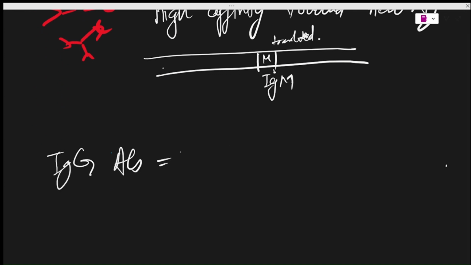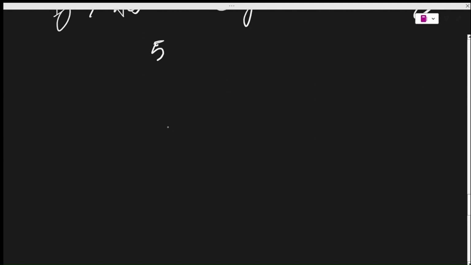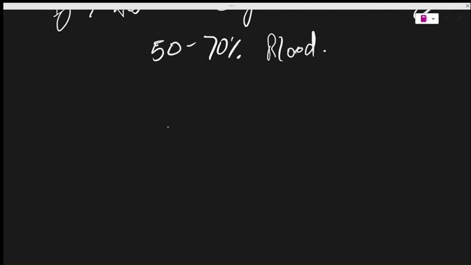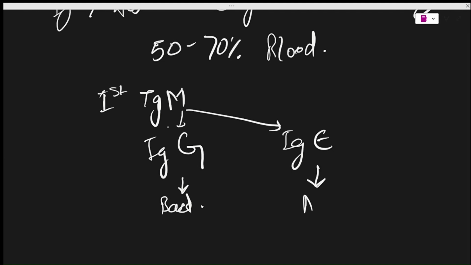Then comes the IgG antibody. Now this antibody is found in the largest amount in the body. Okay, so you can say 50 to 70% of the antibodies in the blood are IgG kind of antibodies. Now, as I have told you, first comes IgM, then comes IgG or IgE. Okay, if the pathogen is like bacteria, then IgG will be produced. And if the pathogen is an allergen, then IgE is produced.